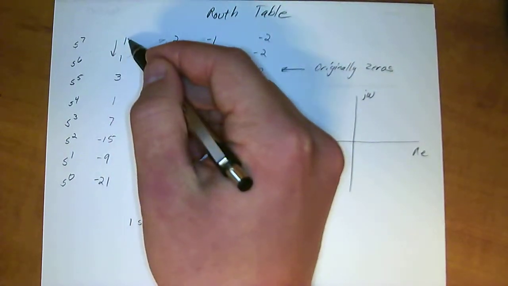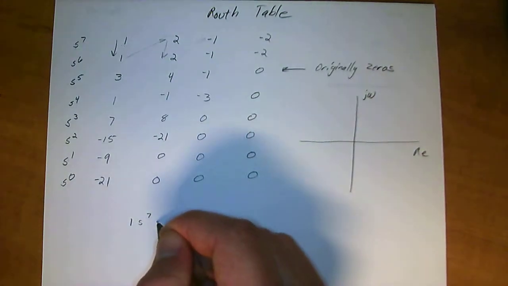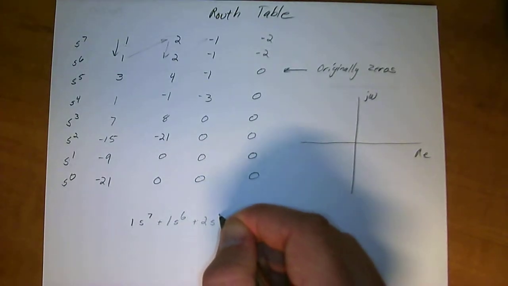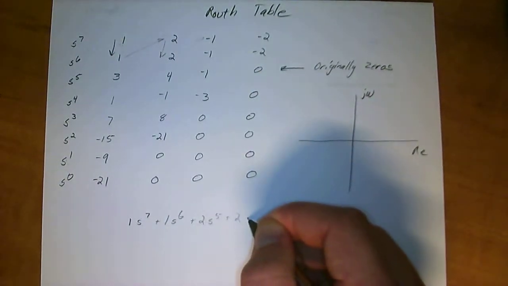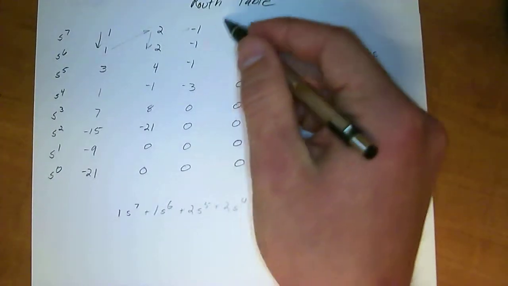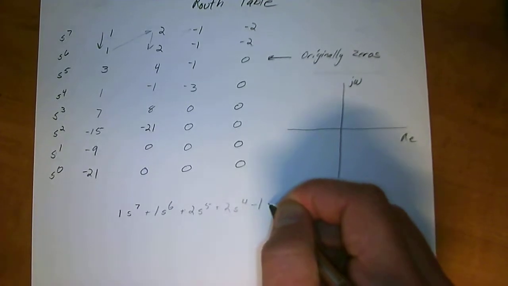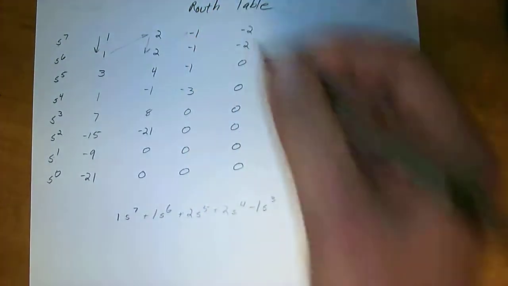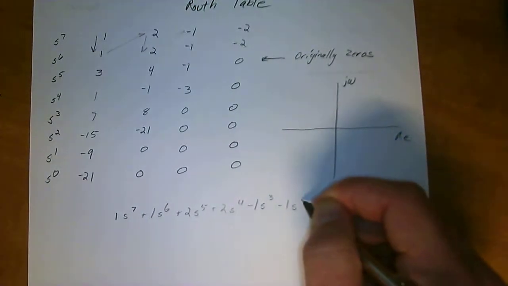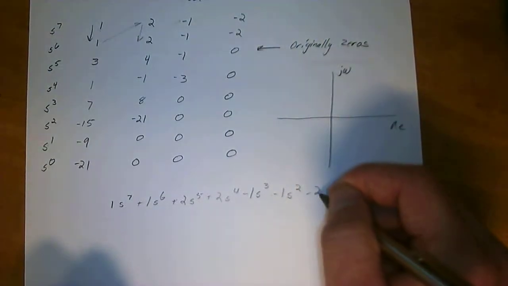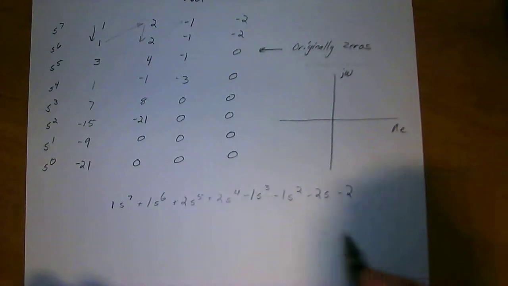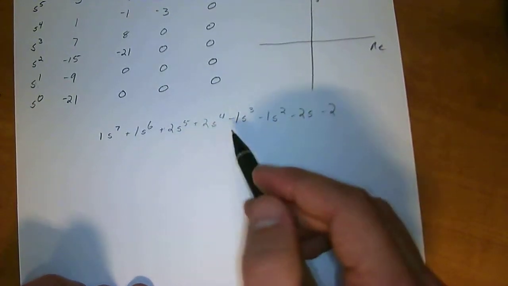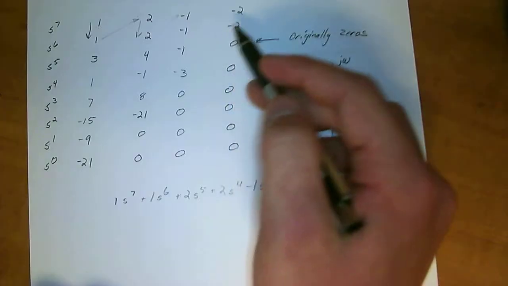Because right here you can see you've got 1s to the 7th, but then down you've got 1s to the 6th. So plus 1s to the 6th, going up, 2s to the 5th, down, plus 2s to the 4th, going back up again, minus 1s to the 3rd, going down, minus 1s to the 2nd, and then minus 2s, and minus 2, up, down, just like that. That is your denominator. So if for some reason your instructor is forcing you to recreate the denominator that this Routh table came from, that's how you can do that, just that up and down.